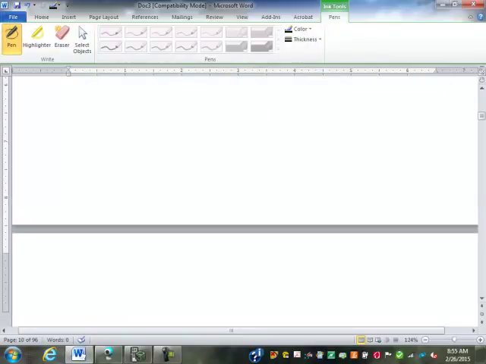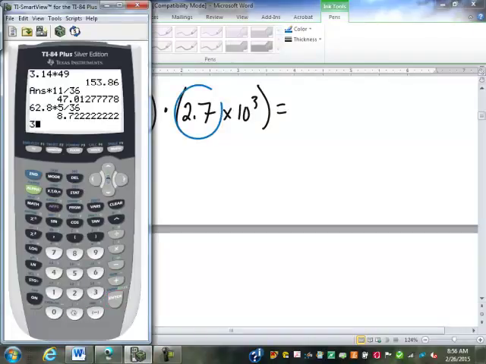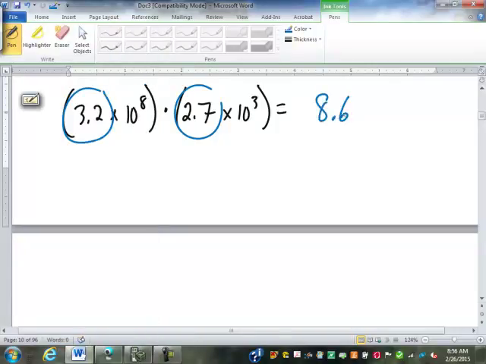So anyway, when we multiply or divide, we do not need the same name. So the 3.2 times 10 to the 8th can be multiplied by 2.7 times 10 to the 3rd without any problems. Because when I multiply, I'm going to combine the counts. 3.2 times 2.7 is 8.64. But then I'm also going to combine the names. 10 to the 8th times 10 to the 3rd. What do we do with that? 10 to the 11th. We add the powers. 8 plus 3 is 11. When we're multiplying, we add powers.